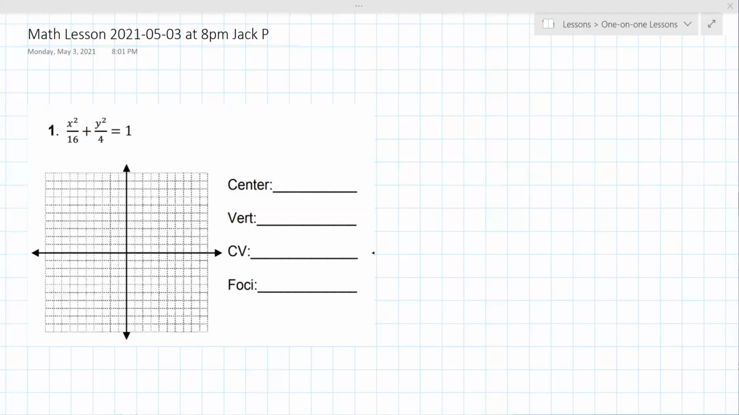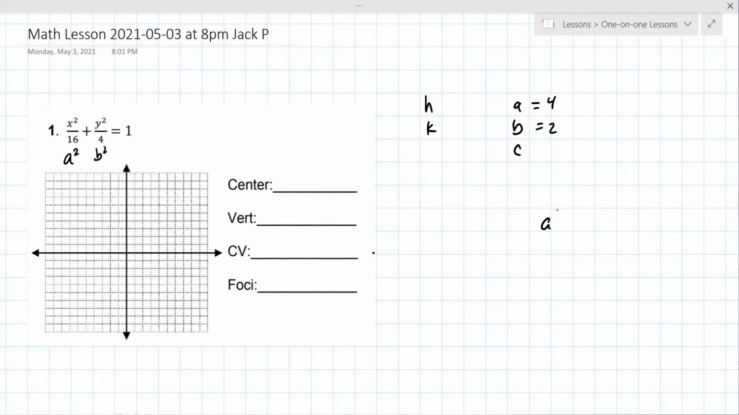All right, so if you're seeing my screen, you see question number 1, x squared over 16 plus y squared over 4. You need to find the 5 letters H, K, A, B, and C. Just like we learned yesterday, A is the bigger one, so A squared is 16, B squared is 4. So A is 4 and B is 2.